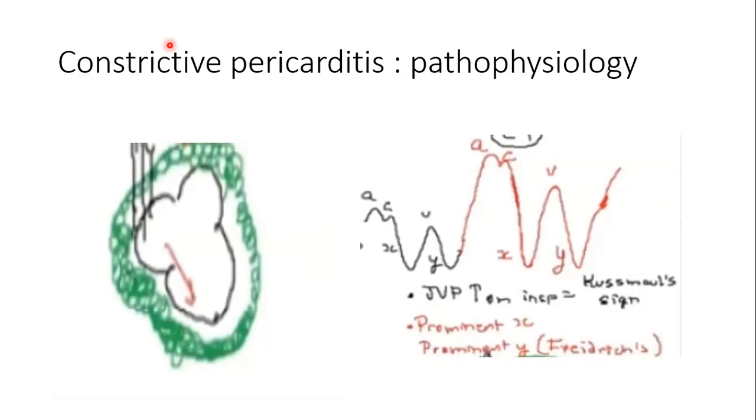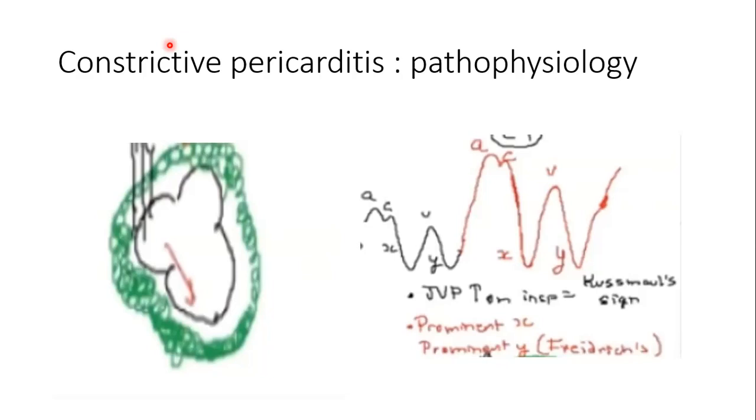diastolic filling can be considered in thirds. Okay? The first third, the middle third, and the last third. In normal life, the first two thirds are passive filling. All right? And then the last third is due to atrial contraction. Okay?